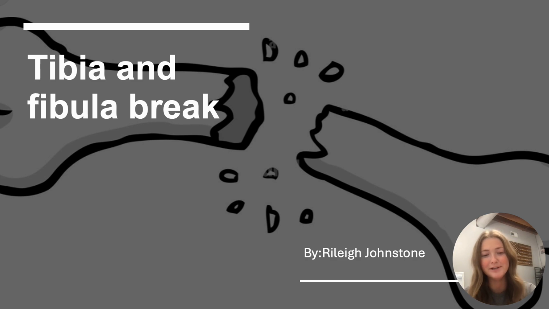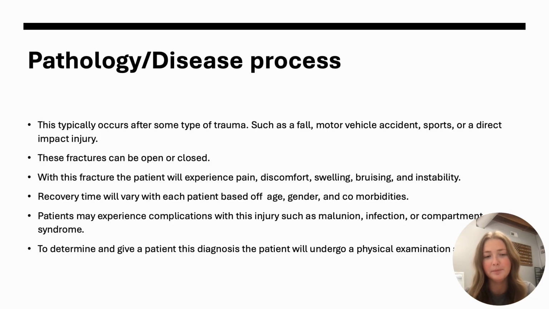So today I'll be talking about a tibia and a fibula break. The pathology and disease process behind the break is that it typically occurs after some type of trauma, which could include a fall, a motor vehicle accident, a sport injury, or a direct impact injury.